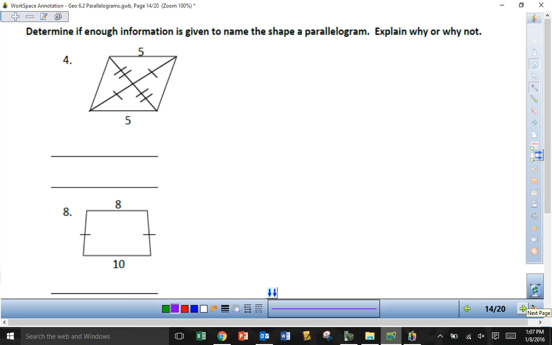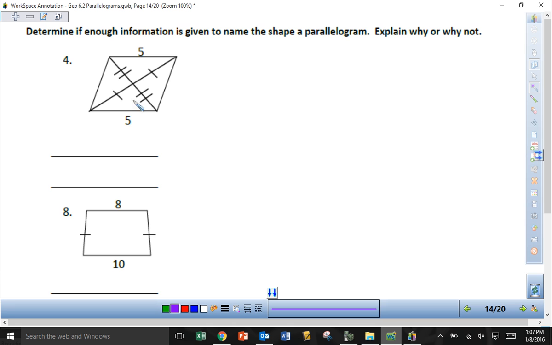Okay, now let's talk about number 4 here. Notice we're given two side lengths. We've got the top side is 5, the bottom side is 5, and then we're also given the diagonals in here. Well, what's special about these diagonals, notice on one half of the first diagonal we've got one tick mark and a second tick mark on the other side. What that tells us is that this second diagonal split it into two congruent pieces. That means that it bisected it. Is that true about the other diagonal? And in this case it is.